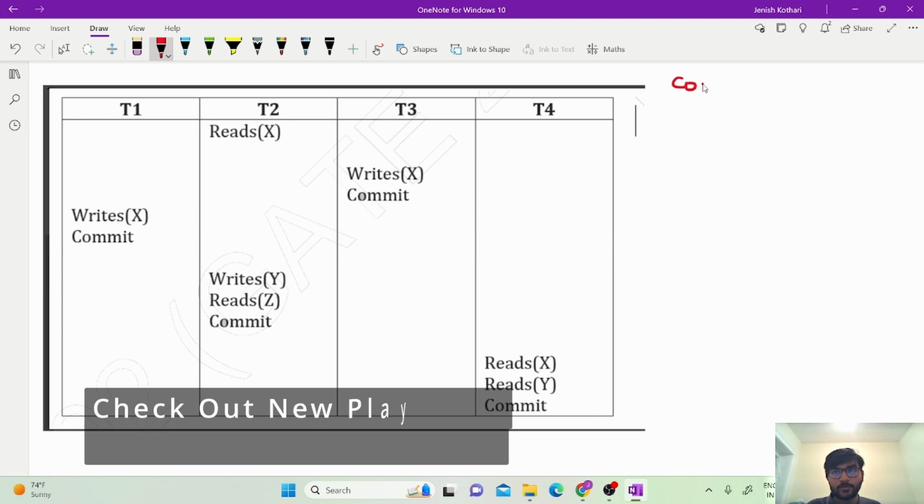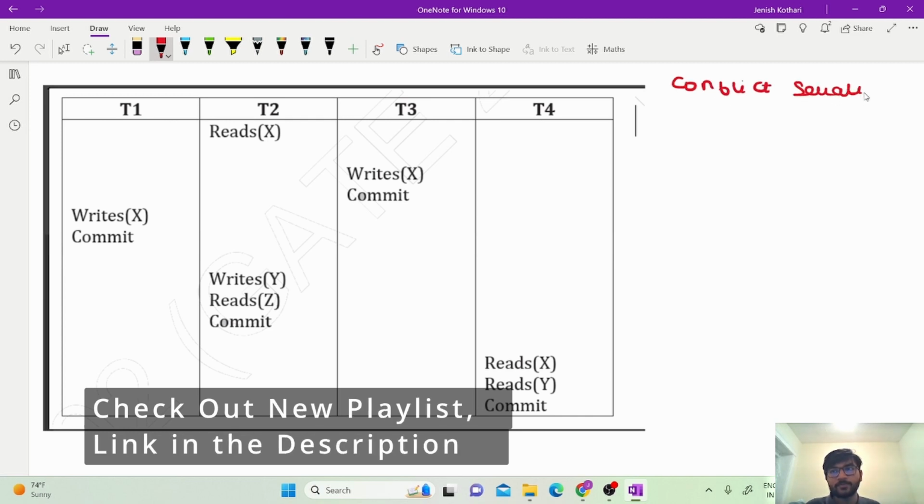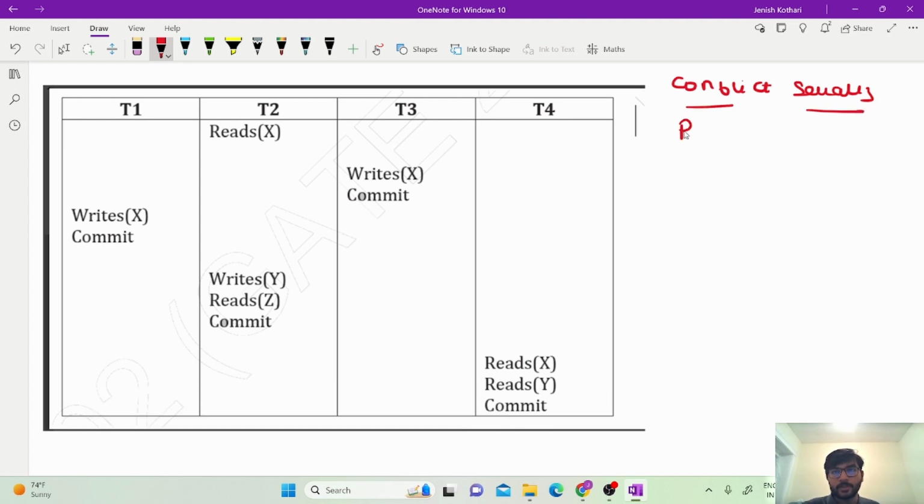In this we have to identify whether the schedule is conflict serializable or not. If yes, we also need to find whether it is recoverable or not, and also whether it is cascadeless or not. So in this problem we will learn everything at once. So first we need to find conflict serializability, right?